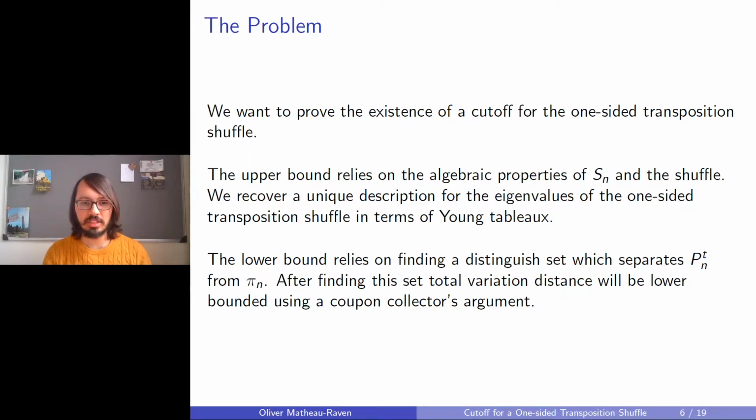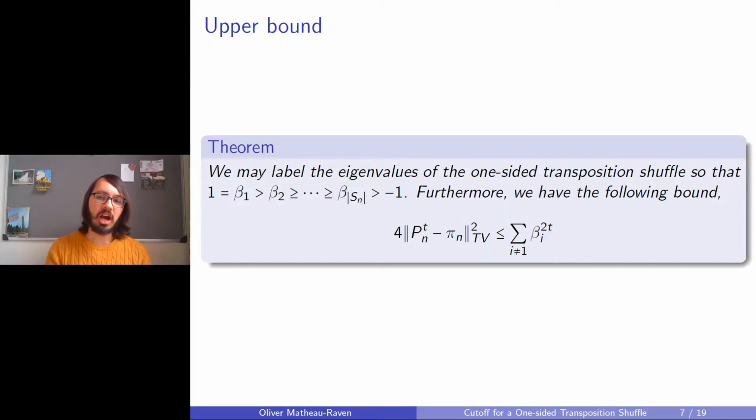Why is recovering the eigenvalues so important? Well, if we know the eigenvalues for the one-sided transposition shuffle, which all lie in the range 1 to -1, we can bound its total variation distance to the uniform distribution as follows. So it's a sum of the eigenvalues to some power. So once we know the eigenvalues, we can then just apply some analysis to this bound to find the correct time t. And we want to find a time t such that the right hand side is bounded in n.